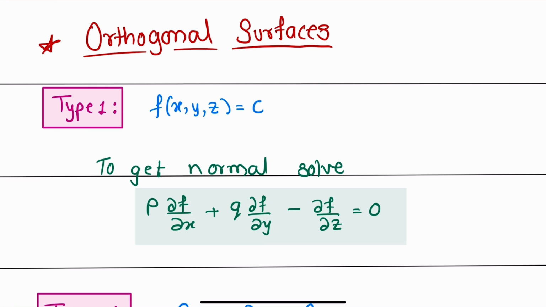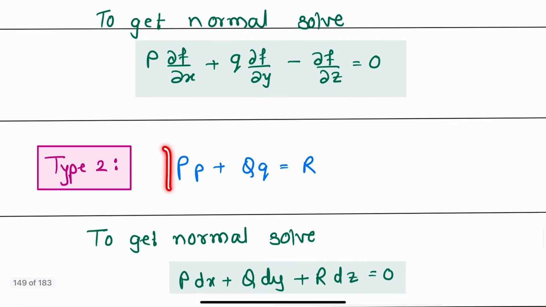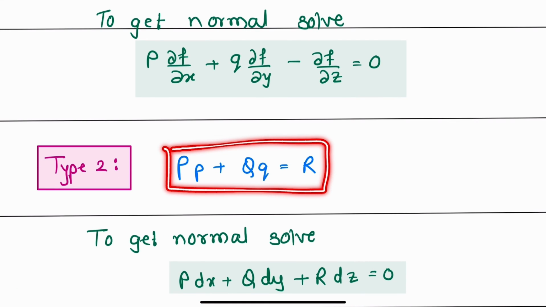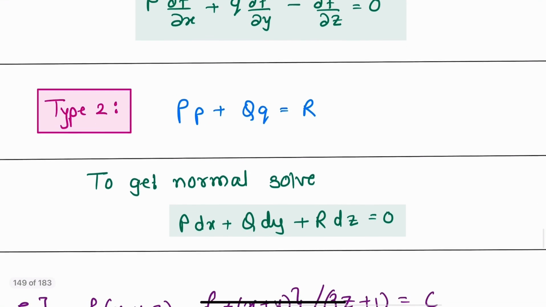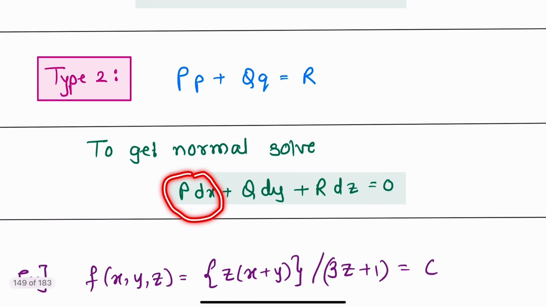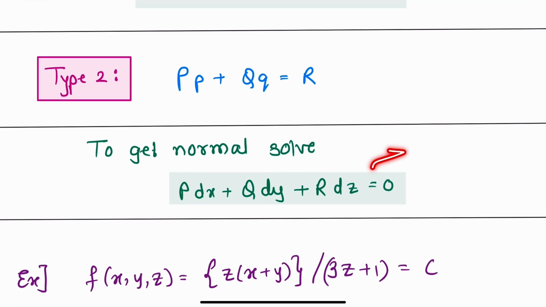The second type is where we will be given, instead of a function, a partial differential equation like this, which we had been solving earlier. Once we are given this, we will take this p, q, and r and write a normal equation as p dx plus q dy plus r dz equals 0. Once we get this, we will solve it. And once we get the result, it will be our normal equation. Let us see these things through an example.